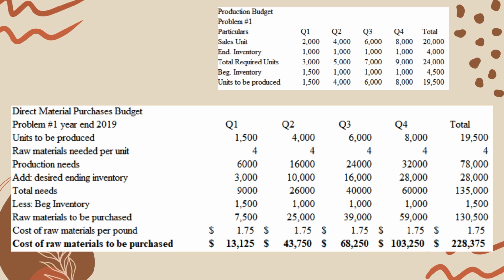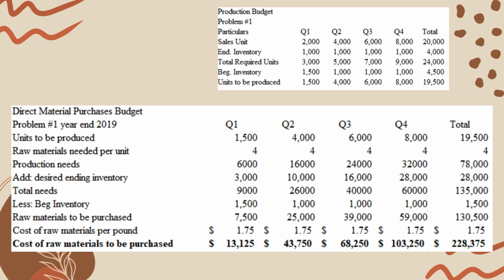We do the same thing for quarter 2. Units to be produced is 4,000 times 4 equals 16,000. Add the desired ending inventory that we assumed, which is 10,000, equals 26,000, less the beginning inventory from the production budget, which is 1,000, and that comes to 25,000. Times the $1.75 cost of raw materials per pound, and that will be $43,750.